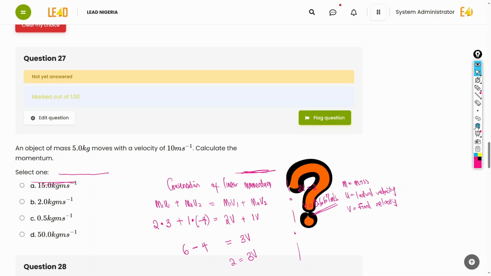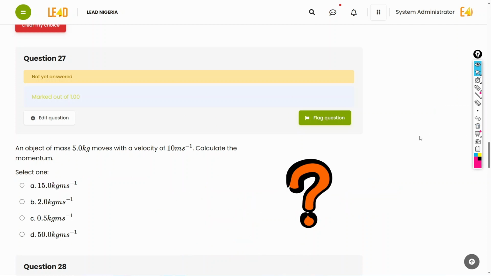All right. 27. An object of mass 5 kg moves with a velocity of 10 meters per second. Calculate the momentum. All right, so the formula for momentum, P, is equal to mass times velocity. So momentum P would just be mass, that's 5, times velocity 10, which gives you 50 kilogram meter per second. So that's option D.